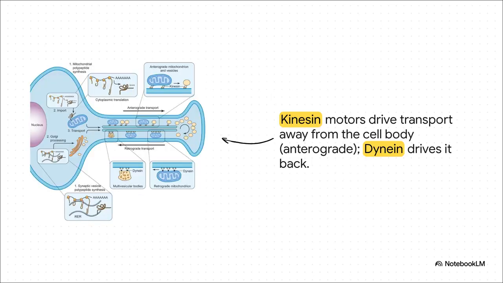And this transport is an active process, driven by what we call molecular motors. There's a motor called kinesin that walks materials like synaptic vesicles and mitochondria away from the cell body. And then there's another motor called dynein that's responsible for retrograde transport, moving things back toward the nucleus. It's this constant, active process that keeps the neuron alive.